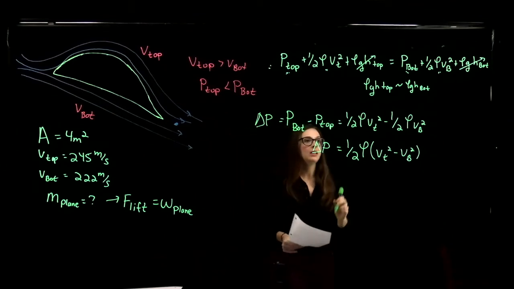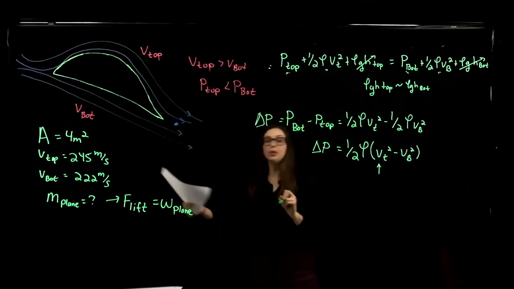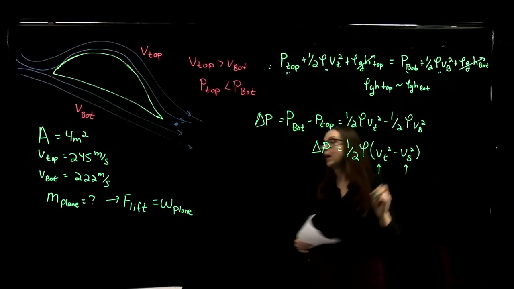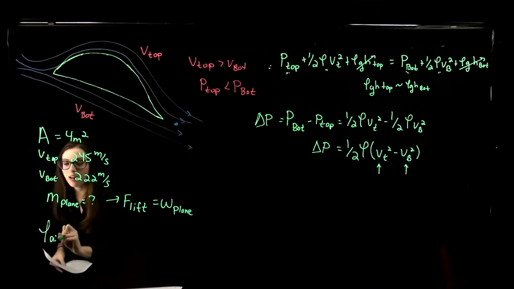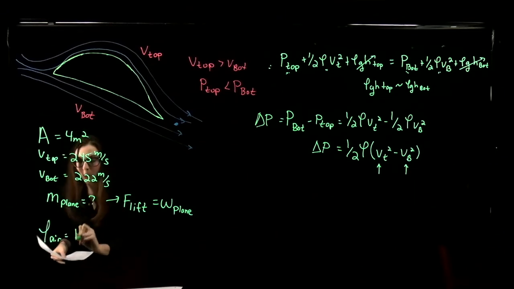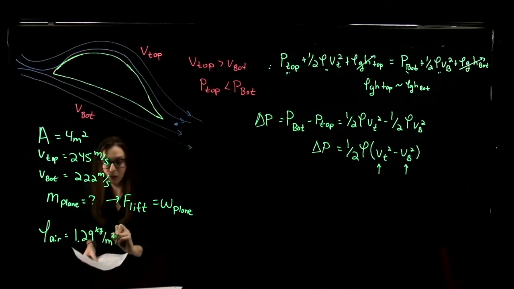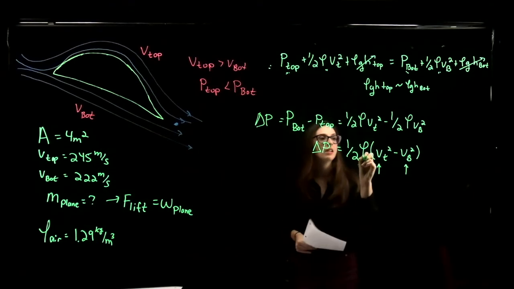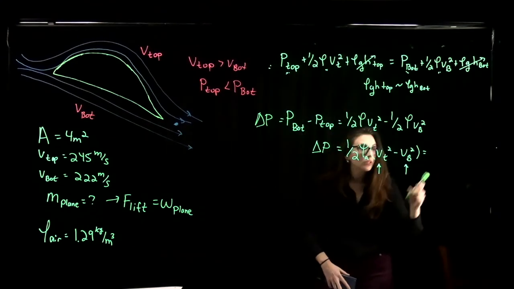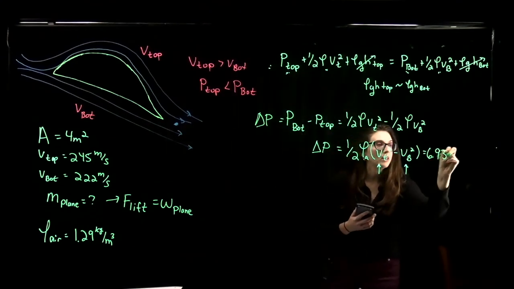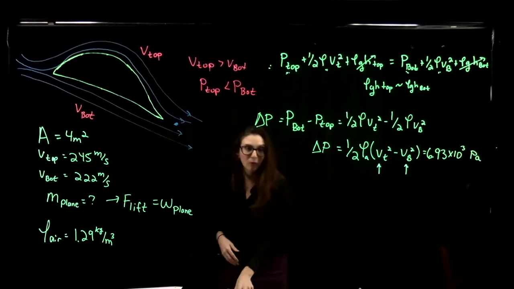That's what's helping us get this lift on the plane, okay? And so if I go ahead and plug in these quantities, V top is 245 meters per second. V bottom is 222 meters per second. We're going to use density of air equals 1.29 kilograms per meter cubed. We plug that in here for density of air. Then we find that this difference in pressure is equal to 6.93 times 10 to the 3 pascals. Okay, pascals is our unit of pressure.